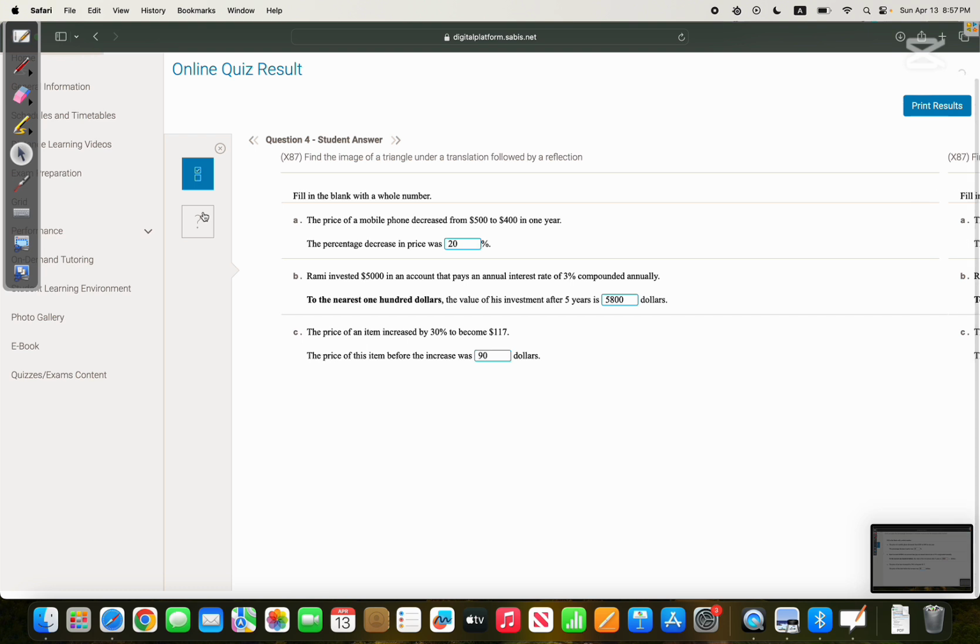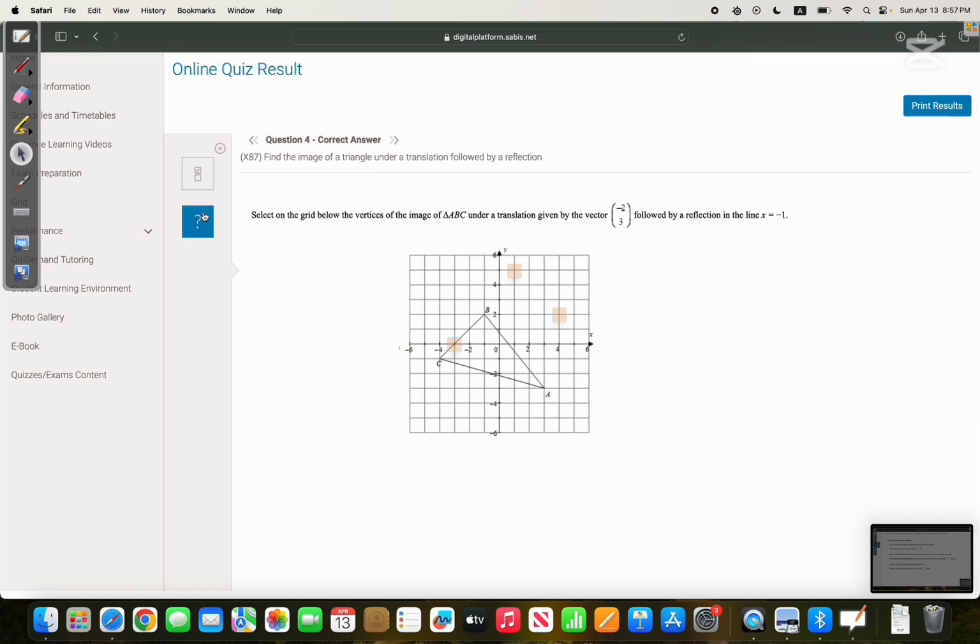Number 4. Select on the grid below the vertices of image ABC under the translation vector of -2, 3, followed by a reflection in the line x is equal to -1.